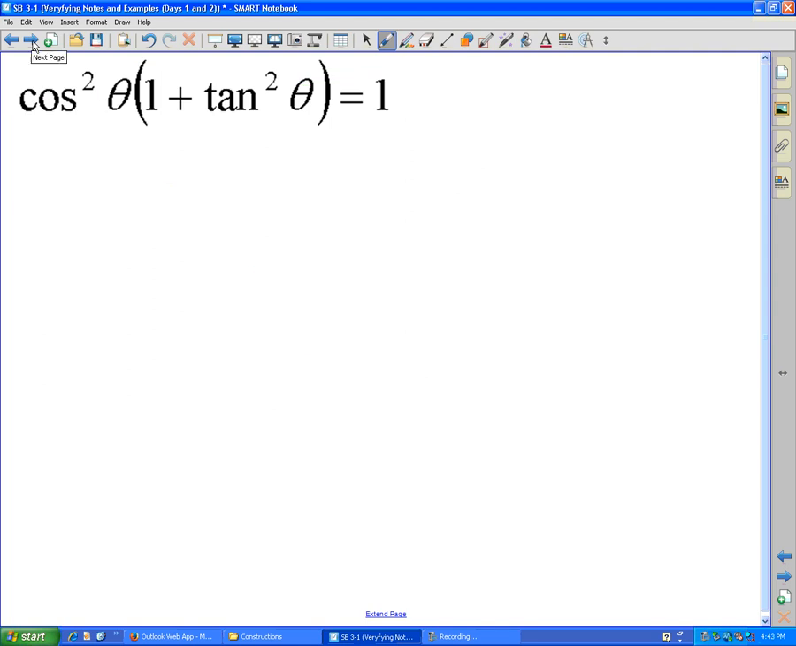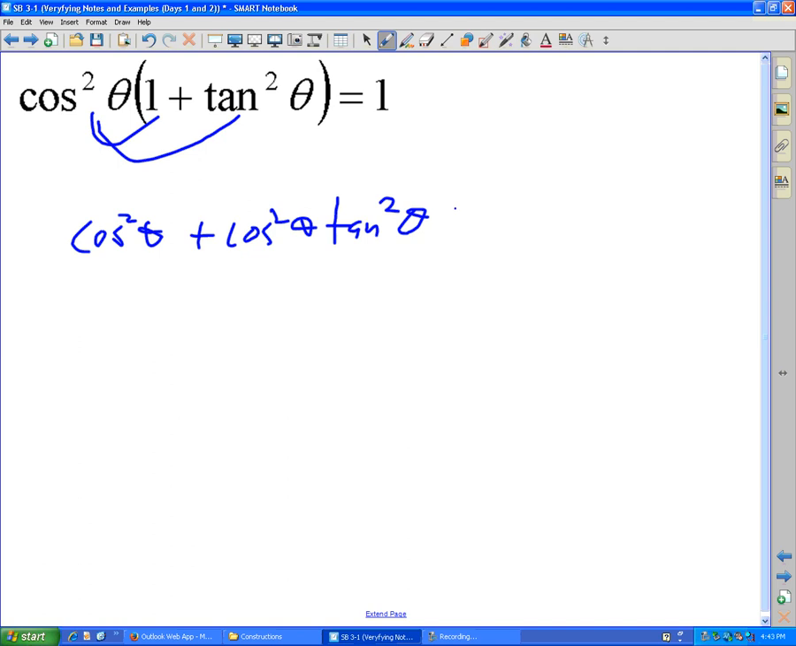All right, next one. Cosine squared times the quantity 1 plus tangent squared is equal to 1. So let's go ahead and do a little distribution. I just don't see any multiplication on the other side. I mean, all I see is a 1 over here. So it doesn't really make sense to try to keep separate terms. So let's just go ahead and multiply the cosine squared through the binomial. We're going to get cosine squared plus cosine squared times tangent squared.